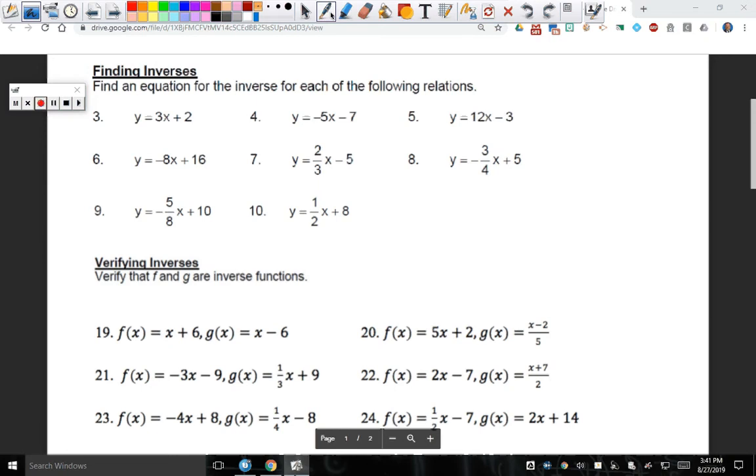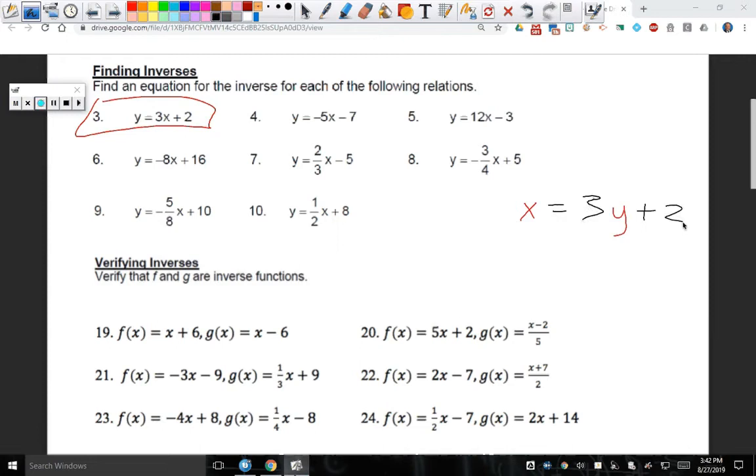Alright, let's start with an easy one. Let's start with number 3. We have 3x plus 2 is equal to y. And I showed you the most important step is the x and y flip. So I'm going to show you right here. If you see an equation, flip the x and the y. Everything else stays the same. That's step 1. It's kind of like what you just did on the first problem. Okay? You just flip the x and y.